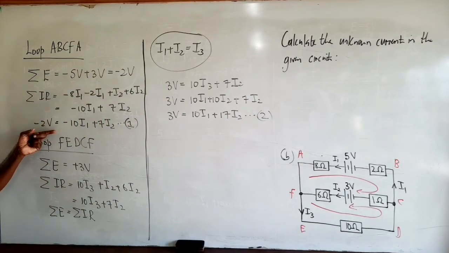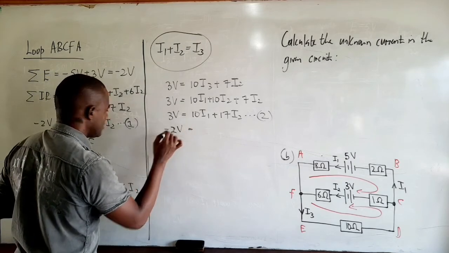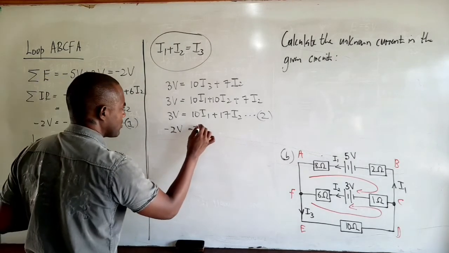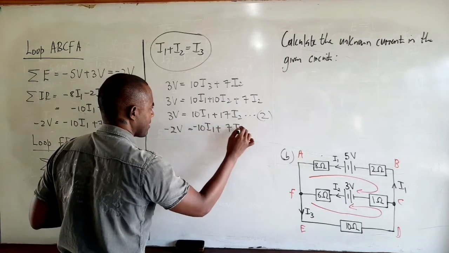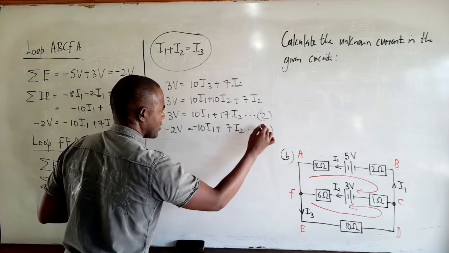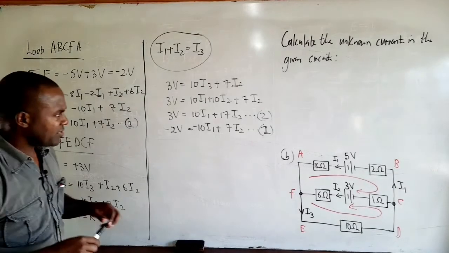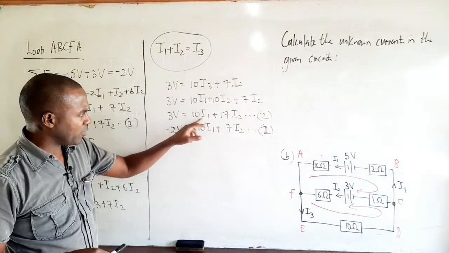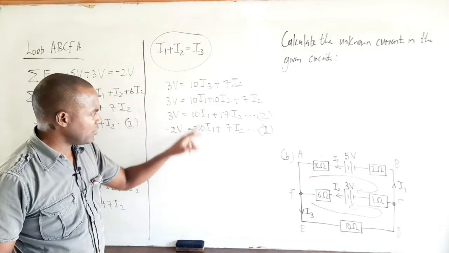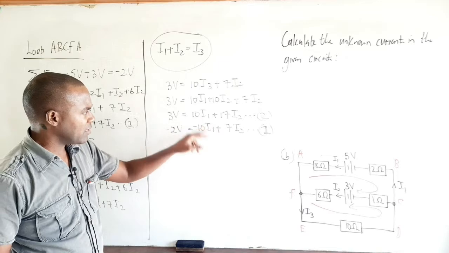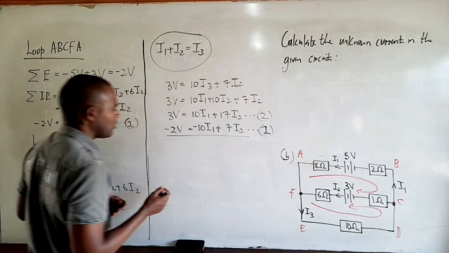We'll just write down the first equation directly below it. And so we have minus 2 volts equals minus 10 I1 plus 7 I2. That is equation 1. So if we compare the coefficients of I1 and the coefficients of I2, we see that in the second equation, the coefficient of I1 is 10, whereas in the first, the coefficient is minus 10. And therefore, if we add these two equations, I1 terms get eliminated, and we can then solve for I2. So we'll just draw a line below, and we'll add the two equations.